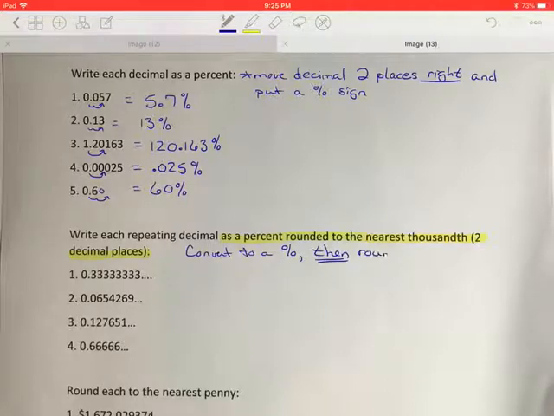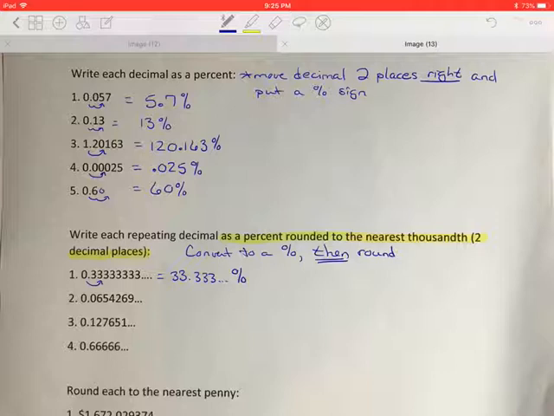If you round it to 2 decimal places first and then you move your decimal over, then you've no longer rounded to the correct number of places. So for number 1, I'm going to move that decimal over 2 places, and that's going to give me 33.333, and that's going to keep going, but I've now changed it to a percent.